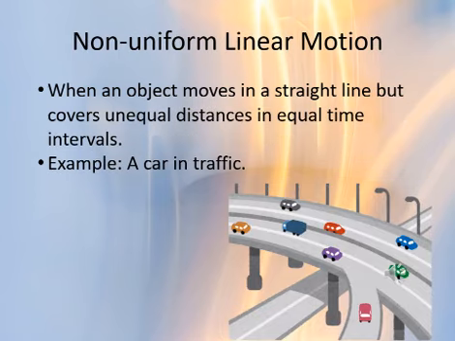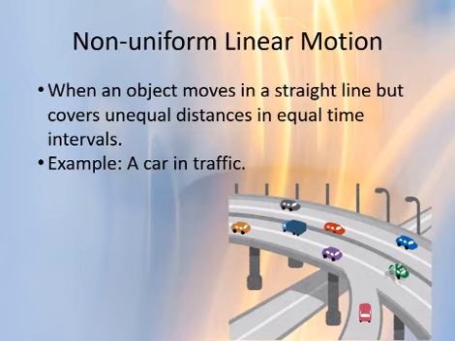Non-uniform linear motion. In this motion, the object still moves in a straight line, but the speed changes. It may go fast at one time and slow at another. So it covers different distances in equal time. A good example is a car stuck in traffic. It may stop and go, sometimes moving fast, sometimes slow. That's non-uniform motion. It is not steady.